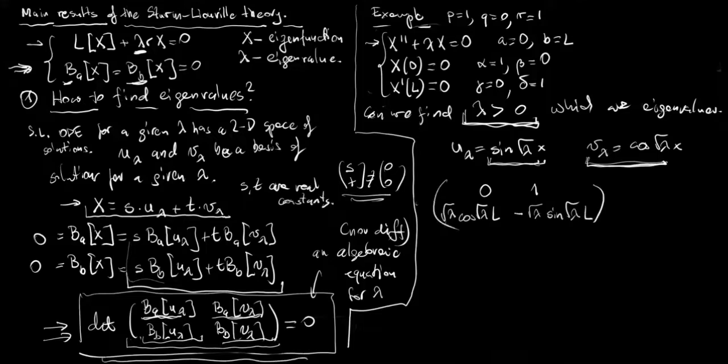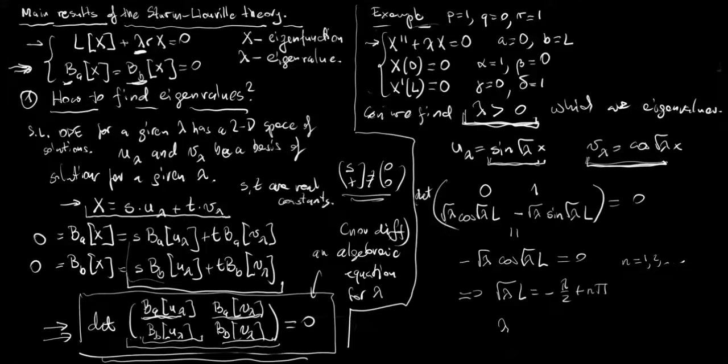And we know from here that lambda is a possible eigenvalue provided the determinant of this matrix is equal to 0. But the determinant of this matrix is equal to negative square root of lambda cosine square root of lambda L. And this must be 0 when lambda is greater than 0. So this is only possible if square root of lambda L is equal to negative pi half plus n pi, where n runs from 1 to infinity, which means that lambda is equal to (2n minus 1) pi divided by 2L, squared, where n runs from 1 to 3 and so on.